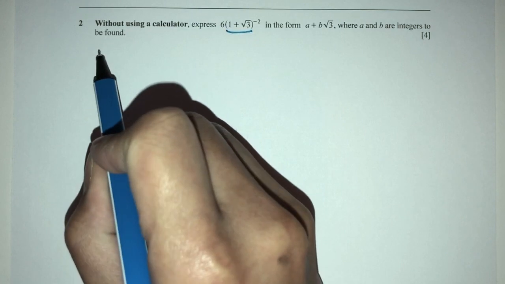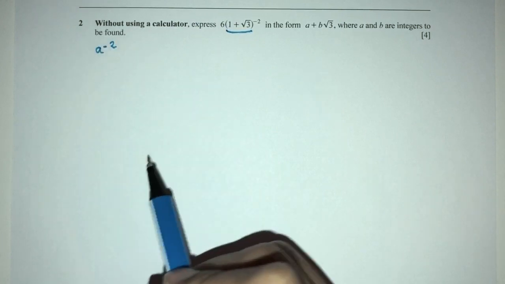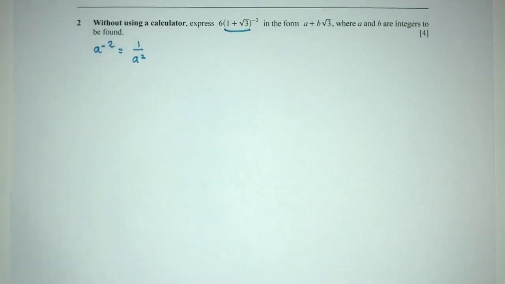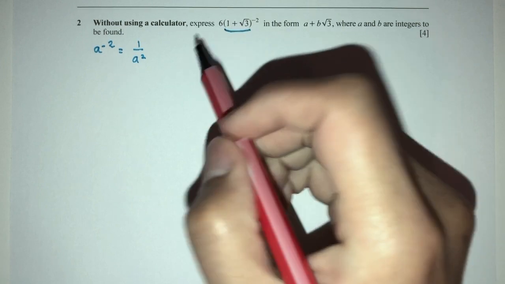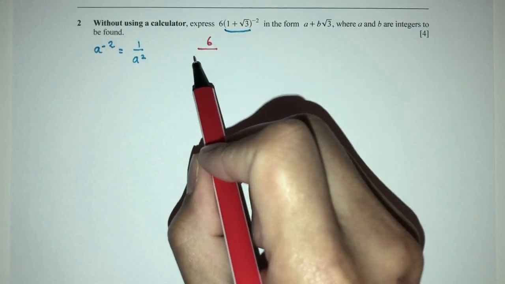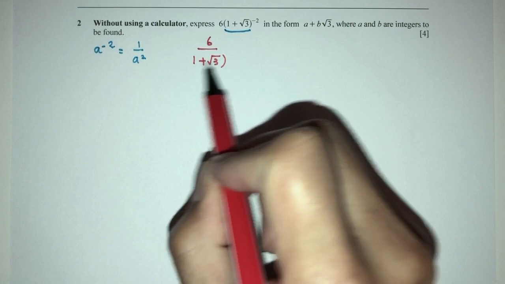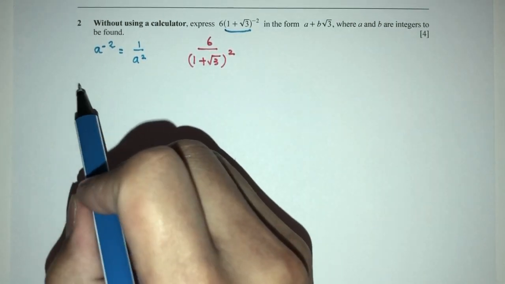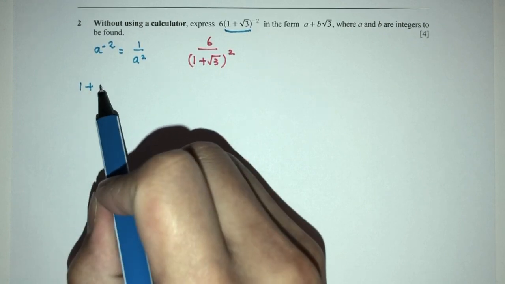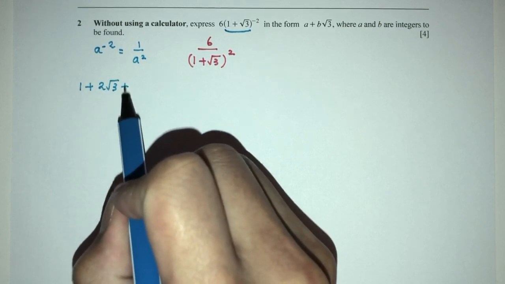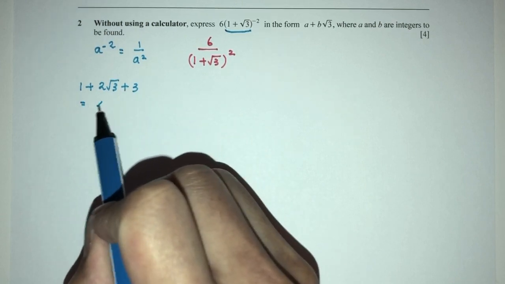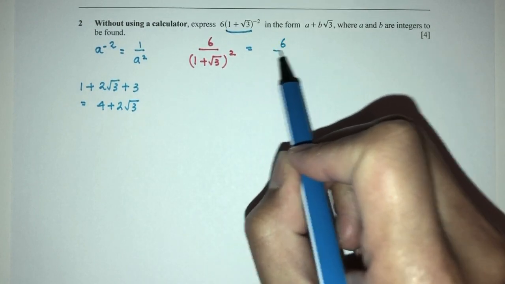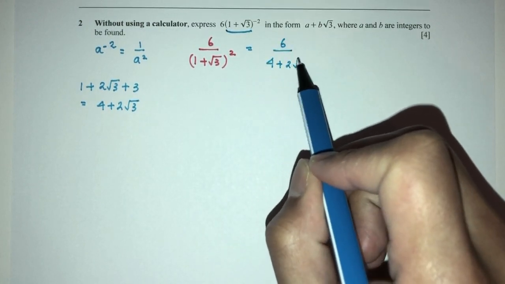For example, let's say we had a power minus 2. Now by the laws of indices, we know this is also equal to 1 over a squared. So that's the same idea we're going to use here. That will be 6 over 1 plus root 3 squared. Now we can first simplify the base. We can expand. That will be 1 plus 2 root 3 plus 3. So that will be 4 plus 2 root 3. So let's rewrite this as 6 over 4 plus 2 root 3.